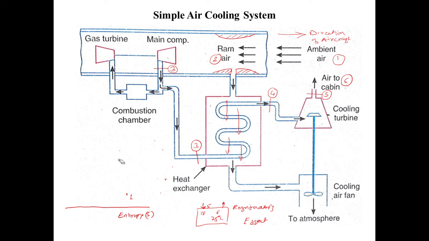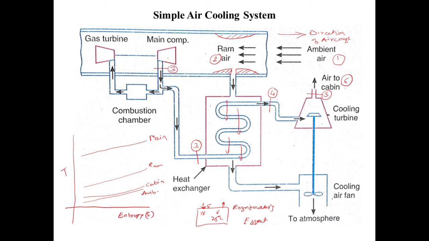This is how you can draw the ideal cycle, and whenever the efficiencies for compressor and turbines are not mentioned, you need not draw the actual cycle. You can go with the ideal cycle only. This is the temperature axis. Then I'll go on drawing the pressure lines: the ambient pressure, ram pressure, main compressor pressure, and we'll have the cabin pressure as well.